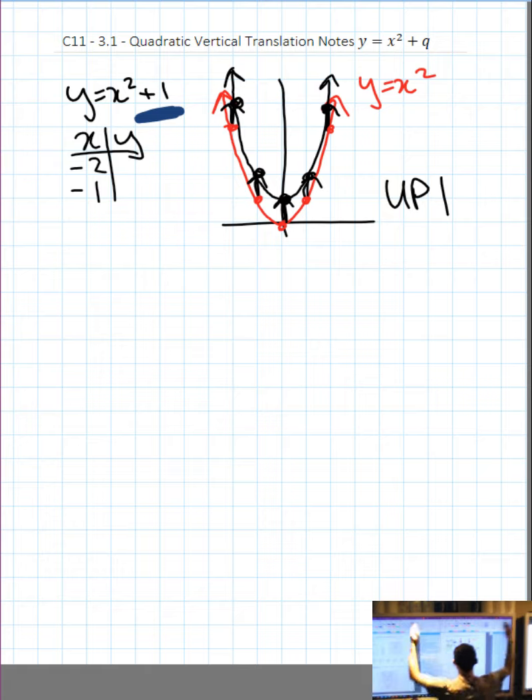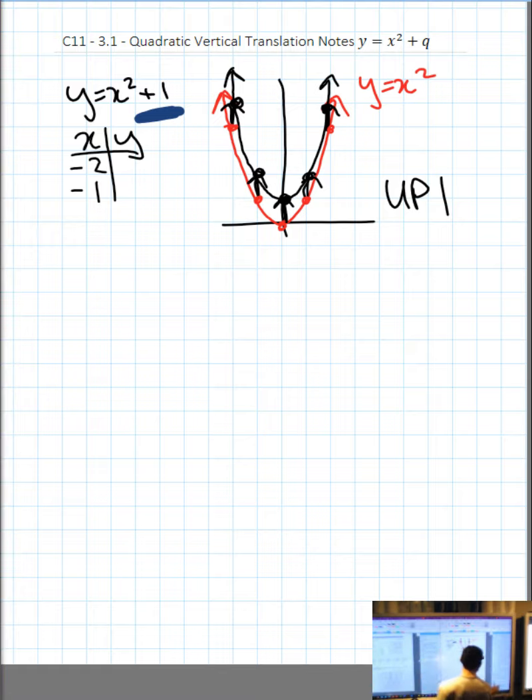So it's not always just going to be up 1, up something, up or down. We're going to go left and right as well. That number is not always the y-intercept. But if b is 0, it turns out to be the vertex as well. Down below you can see a summary of x squared in green, x squared plus 2 shifted up 2, and x squared minus 4 shifted down 4 in red. And that is shifting up.